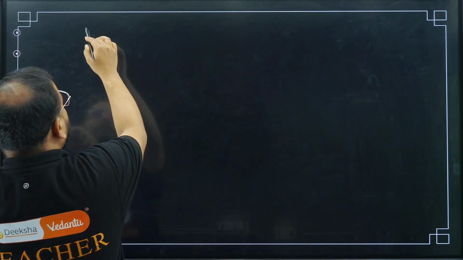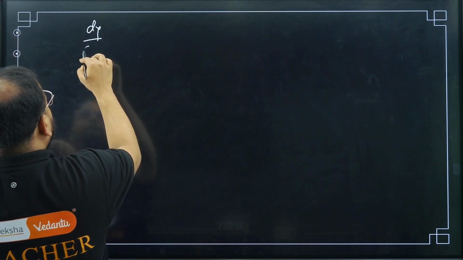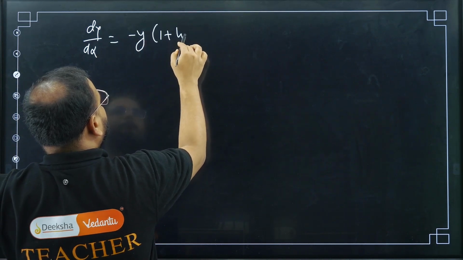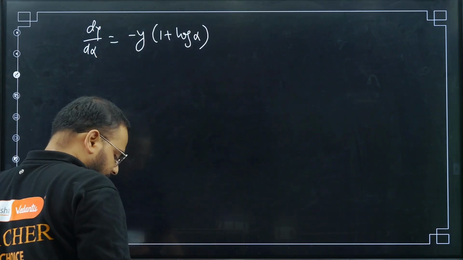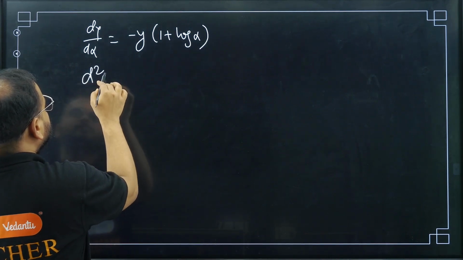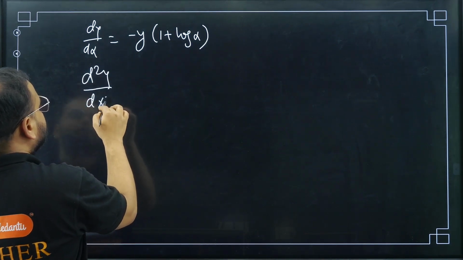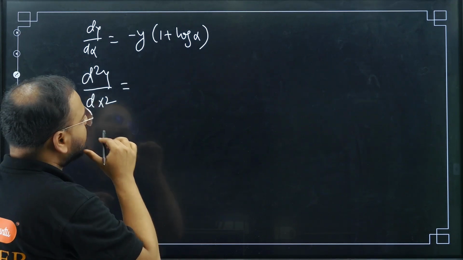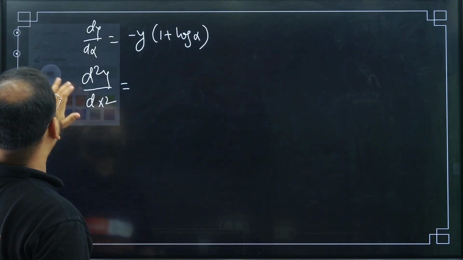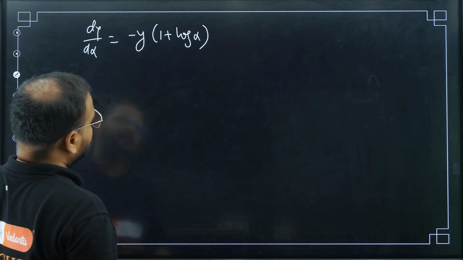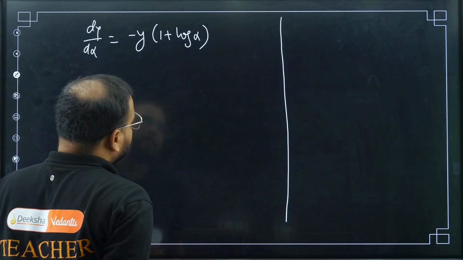Okay. Correct. How will I solve this? Simply take this d square y upon dx square. I have to use the product rule. Should I solve it on the other side to have more space to work around? Yes. Okay. Let's check here.